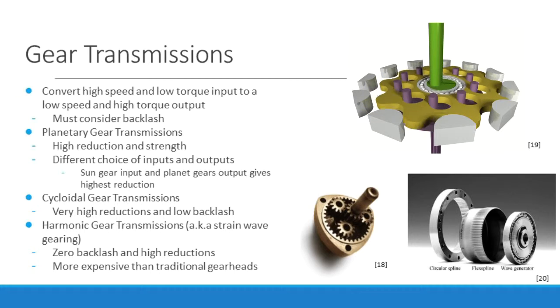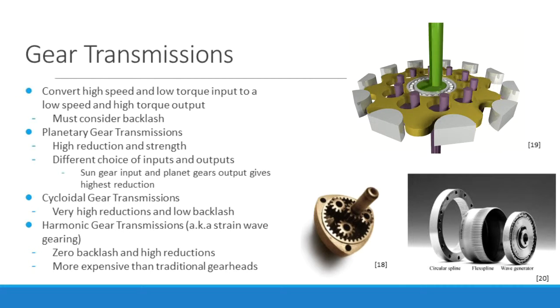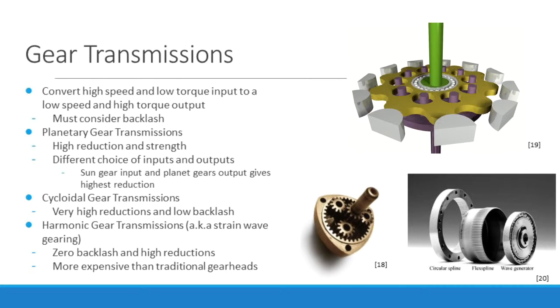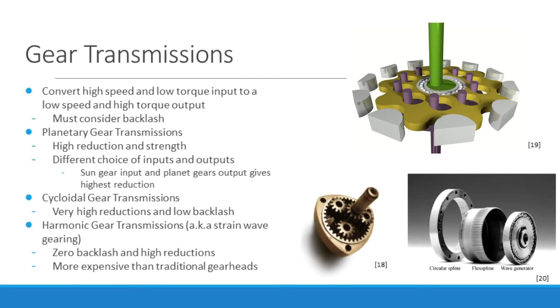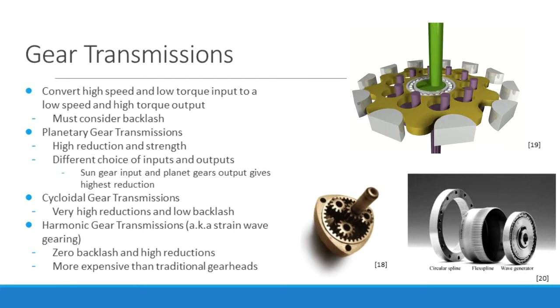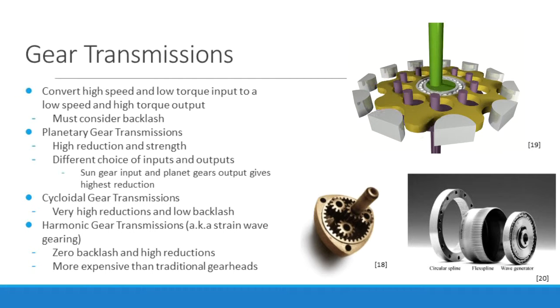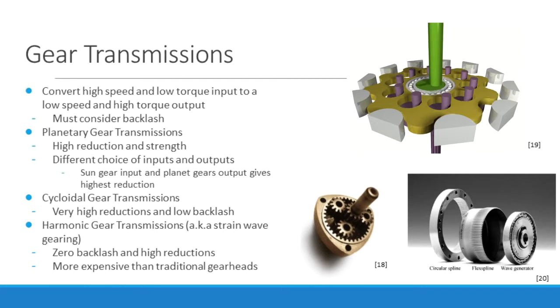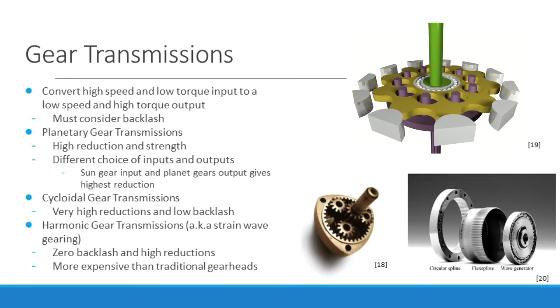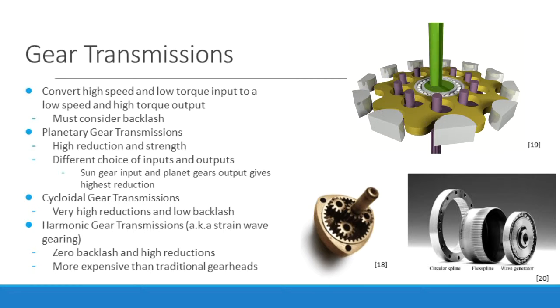Oftentimes, transmissions are needed to change the output force or speed to a desired specification. Using a gearbox converts low force and high speed to high force and low speed. A gearbox has a reduction ratio that multiplies the motor torque and divides the motor speed. There are several different types of transmissions that may be useful in a mechatronic device.